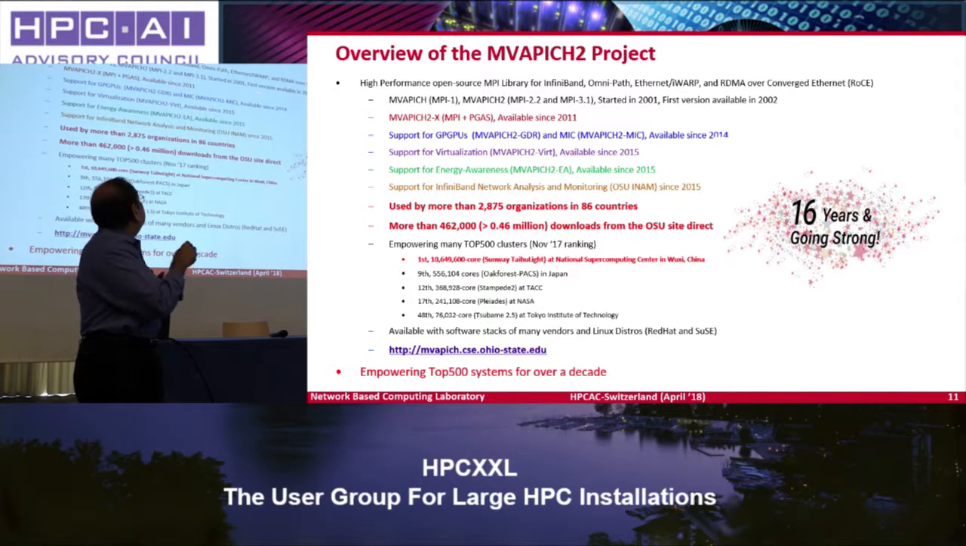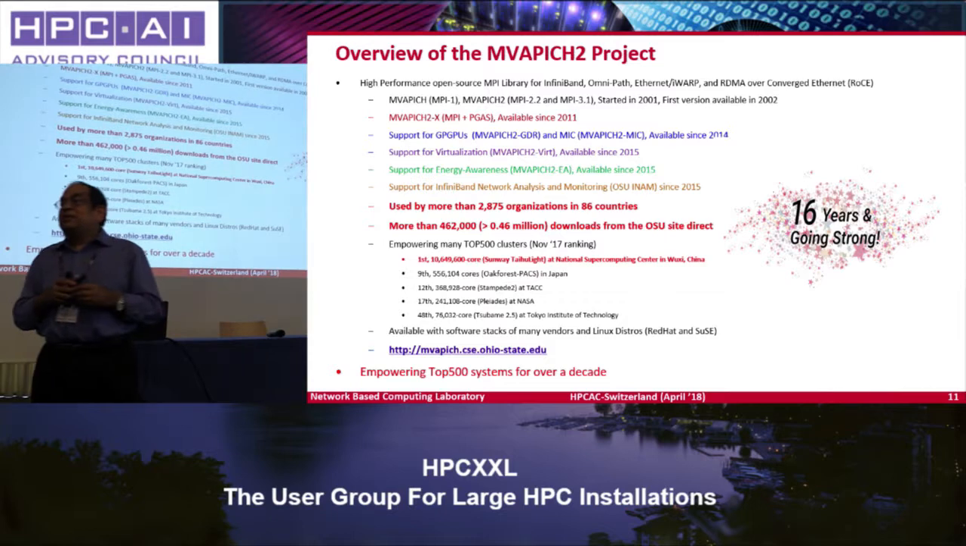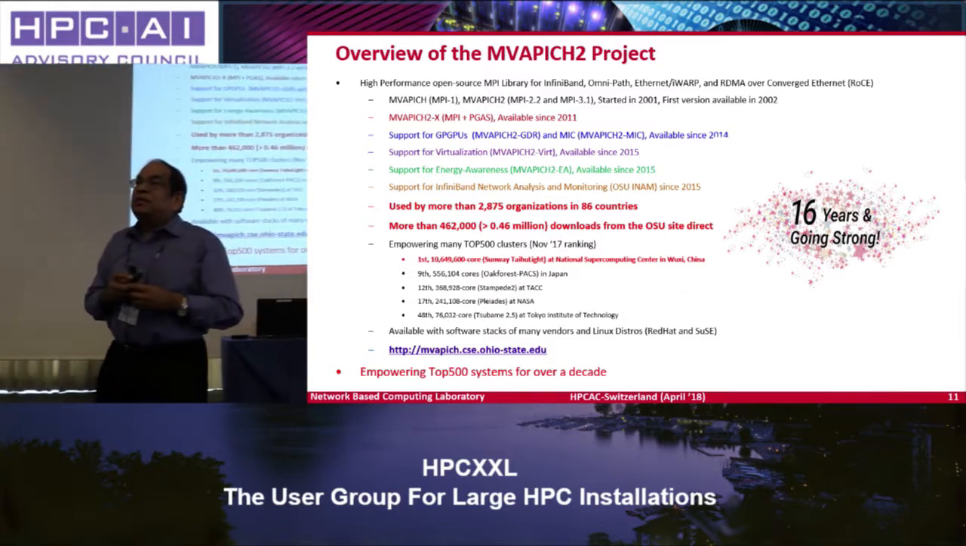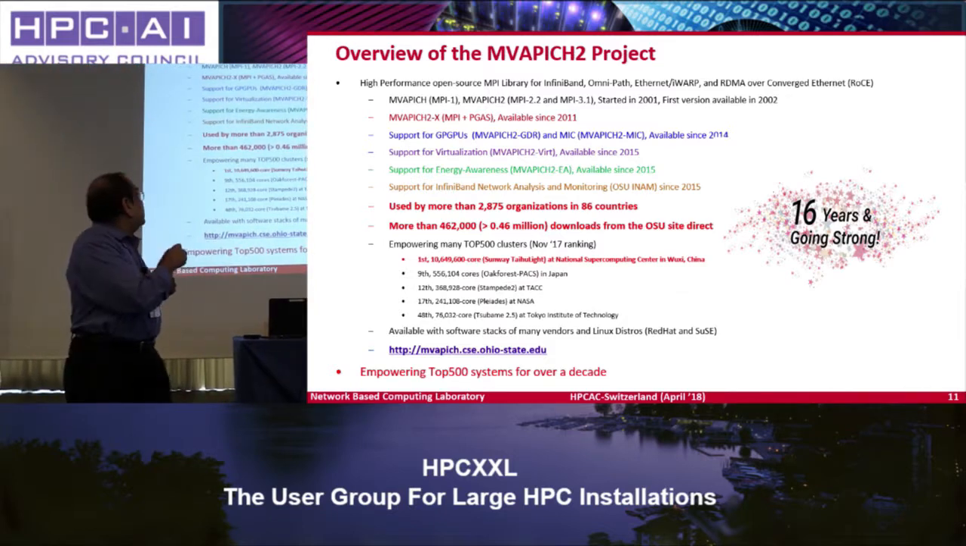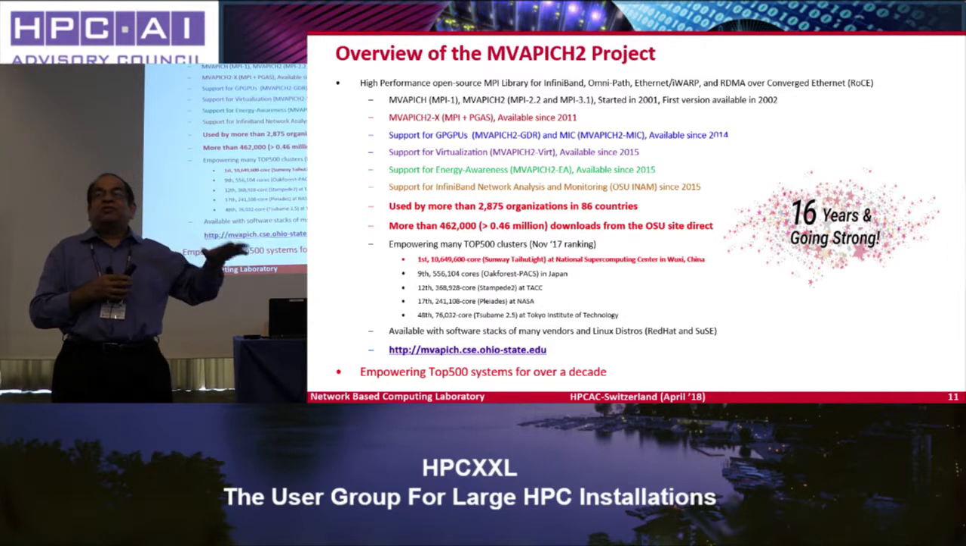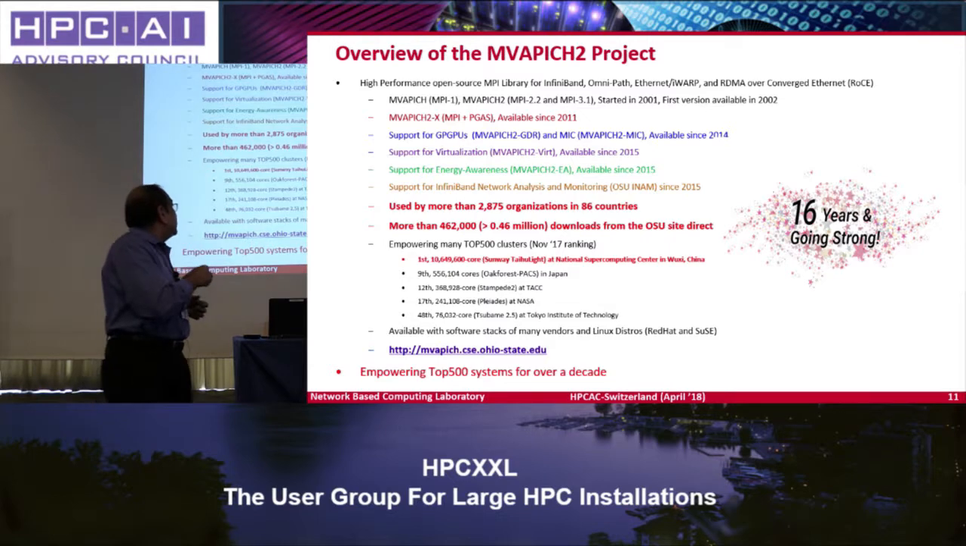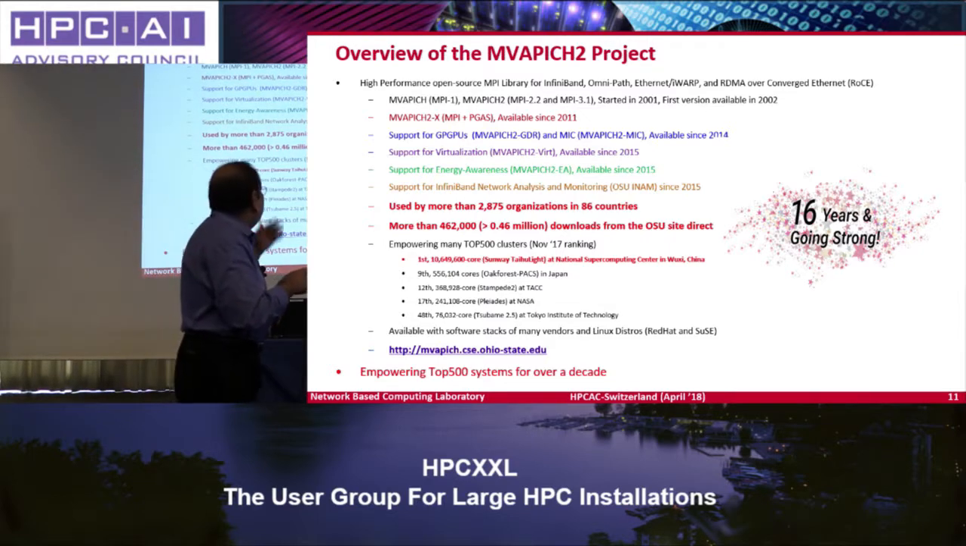Not only have the basic version, we also have a lot of optimized versions. I'll talk a little bit about that. So currently, it's being used by more than 2,800 organizations in 86 countries. And just from our website, we have crossed 460,000 downloads. So in another few months, I think we'll cross the 500,000 mark just from our website. It is also integrated into a lot of other distributions like Red Hat, SUSE, OpenHPC, etc.